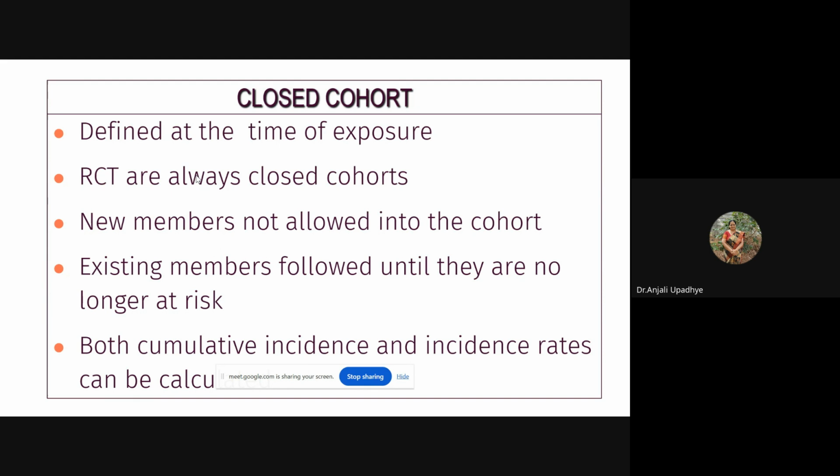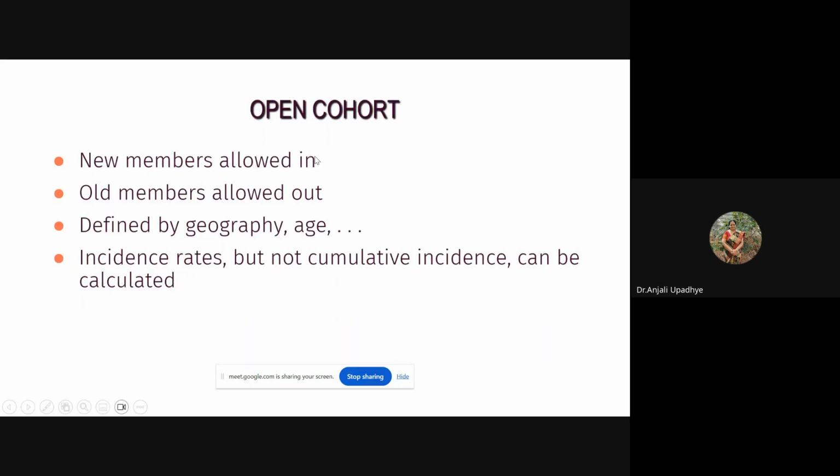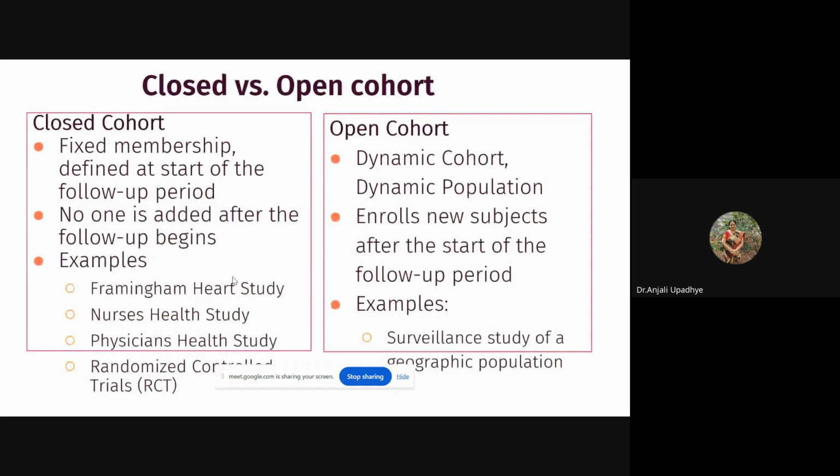So the cohort is a closed cohort. It is defined at the time of exposure. RCT is always used when the cohorts are closed. New members are not allowed into this cohort, but the existing members are followed until they are no longer at risk. This is a closed cohort. But the open cohort is where new members are allowed in, old members are allowed to go out, and it is defined by geography, age, and incidence rate, but cumulative incidence cannot be calculated in the open cohort.